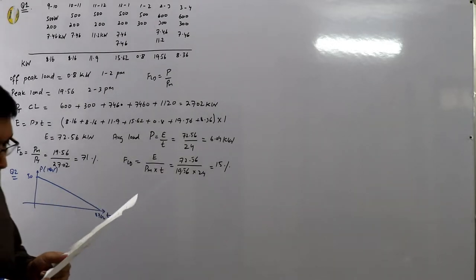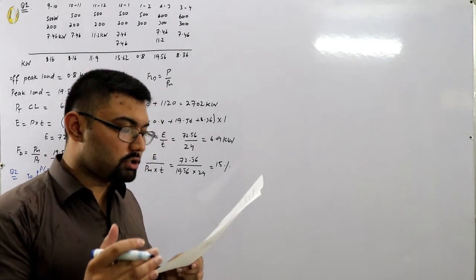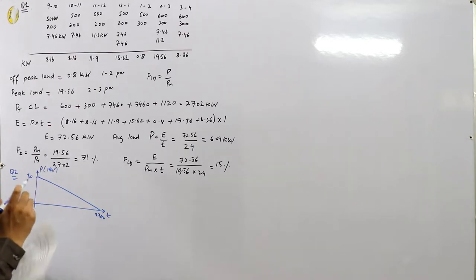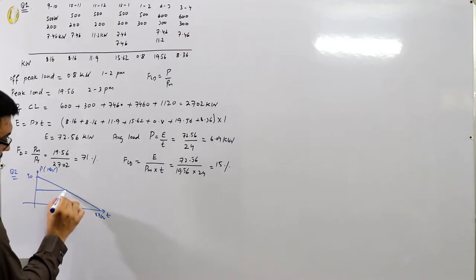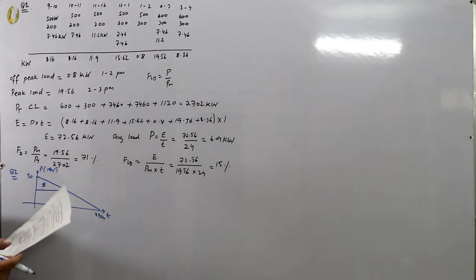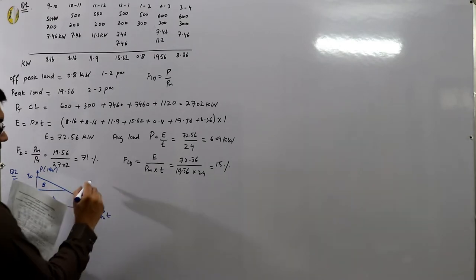Okay. The power system is supplied by two stations. A is a base load station. B is the peak load station. So let's say this power is supplied by A, and this one is supplied by B. Now what do you have? Having the following cost models. So the cost models are given.